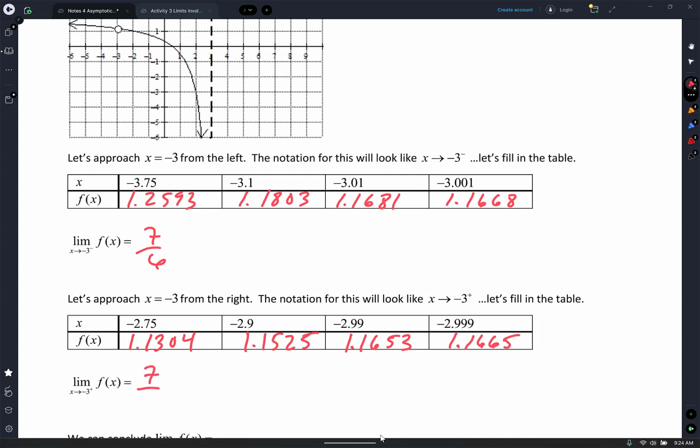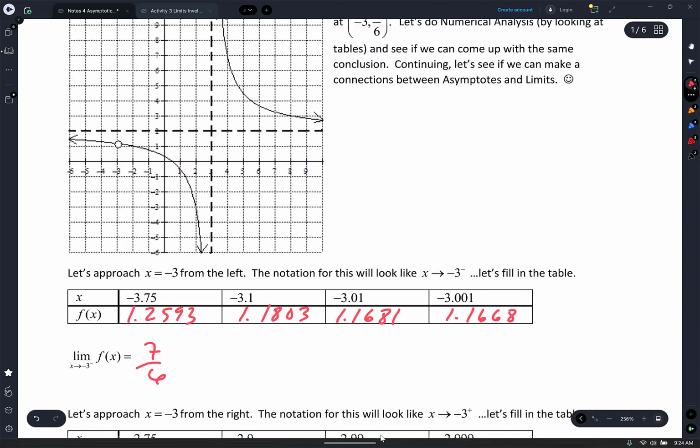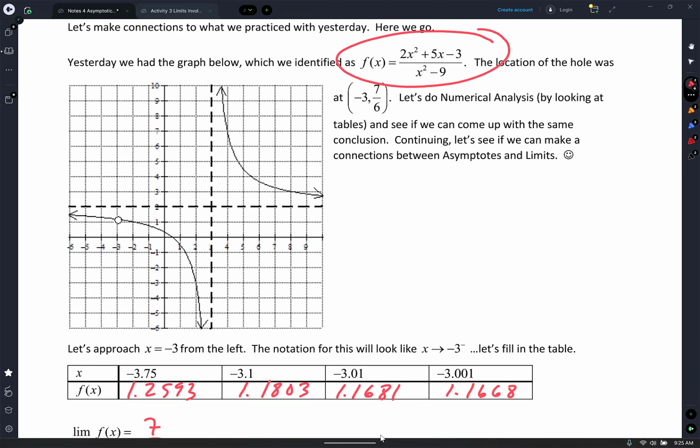So, bam. As I was saying earlier, don't rely just on tables. Make sure that you know how to do it. So how would you do it? Like this. Limit as x approaches negative 3 of this function, 2x squared plus 5x minus 3 over x squared minus 9.